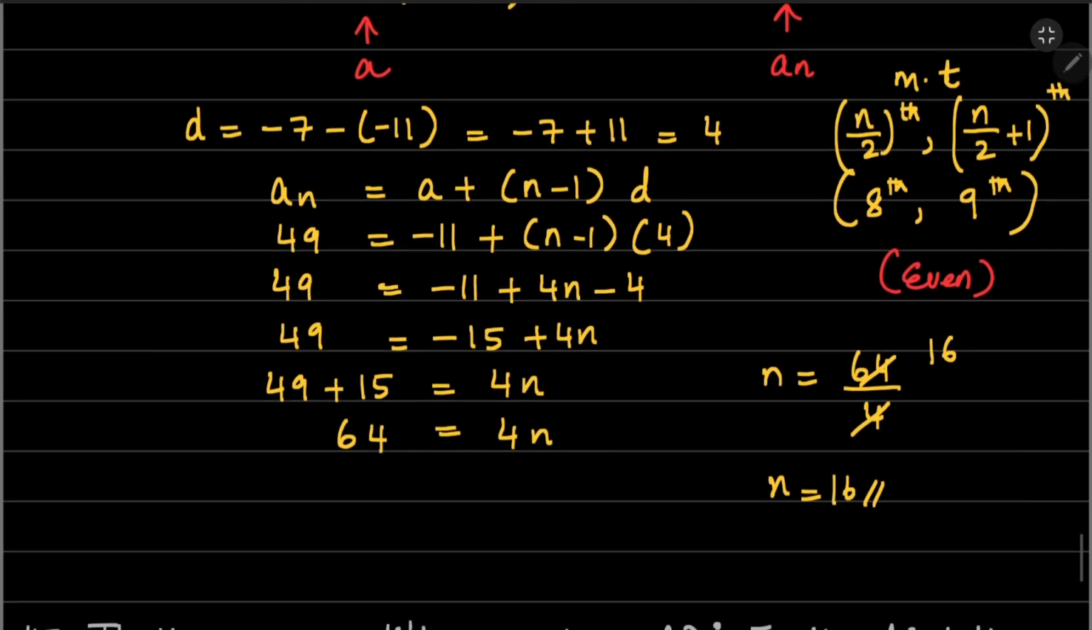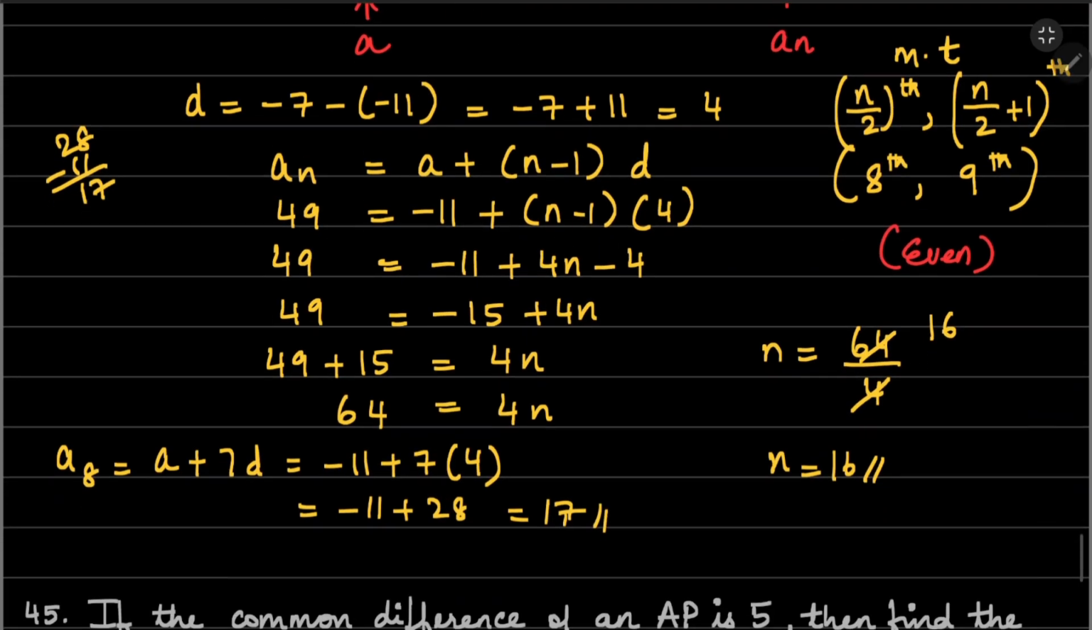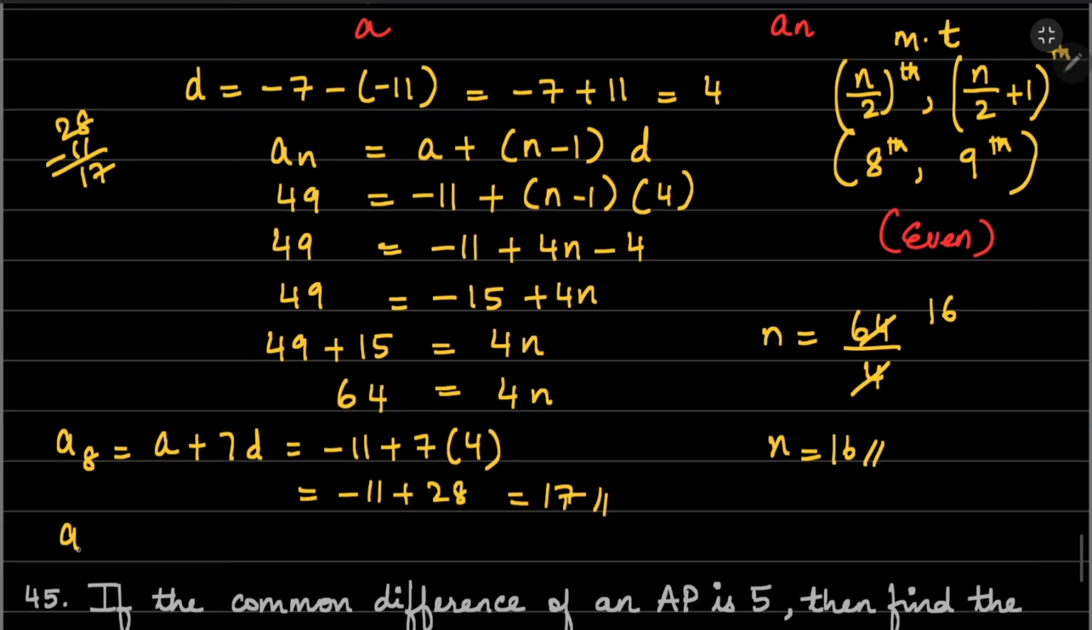Calculate your 8th term. So a8 will be equal to a plus 7d. What is a? It is -11 plus 7 into d. What is your d? It is 4. So this is nothing but -11 plus 28. So 28 minus 11, 17. Right? 17 is your 8th term. So the middle terms are 2 in number.